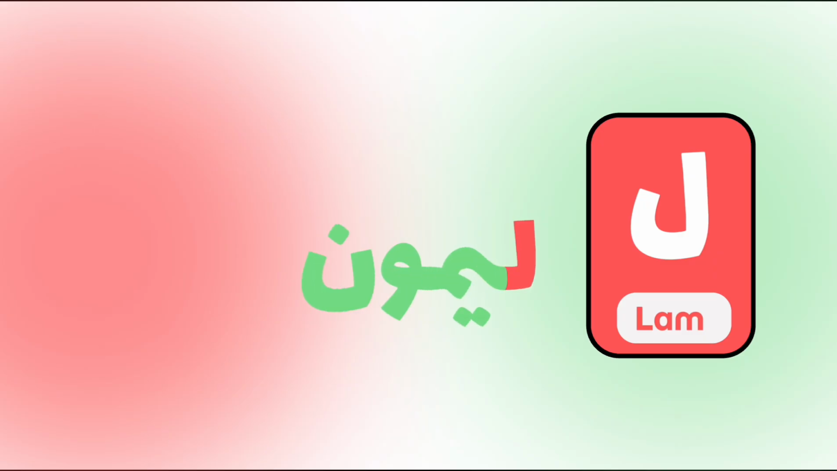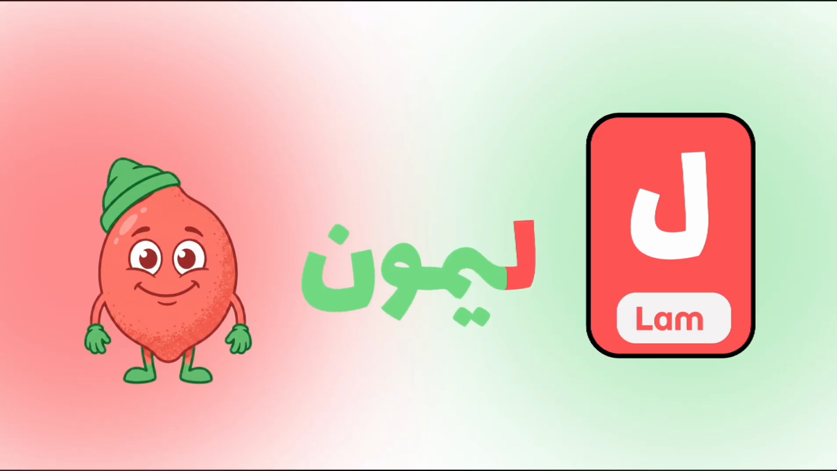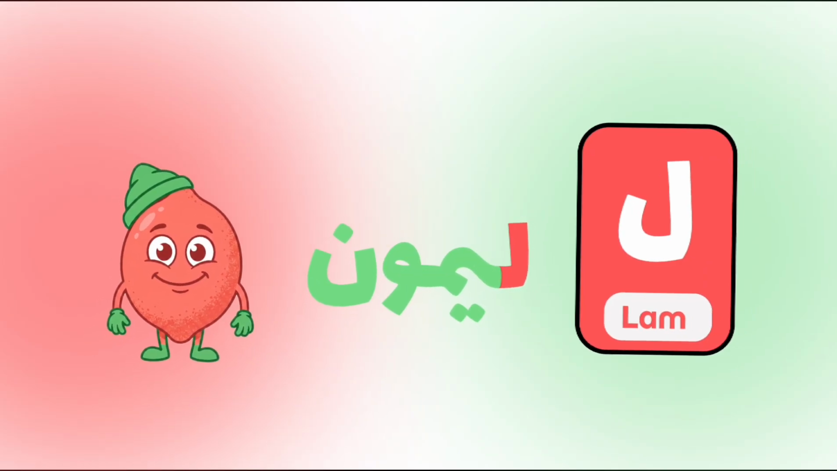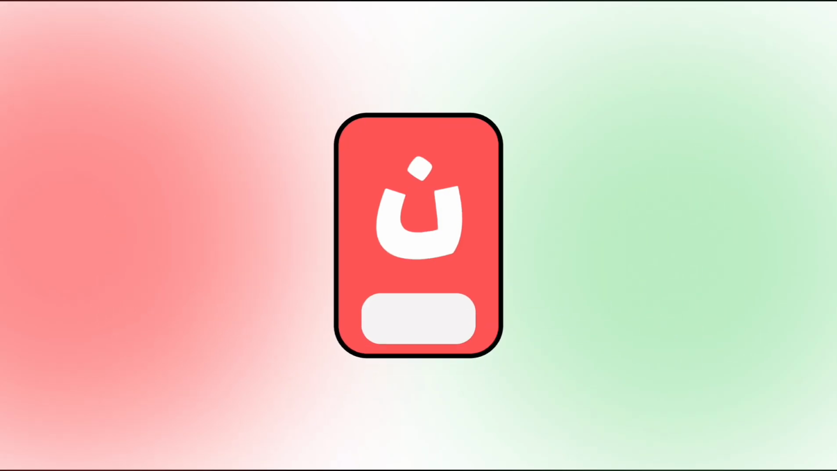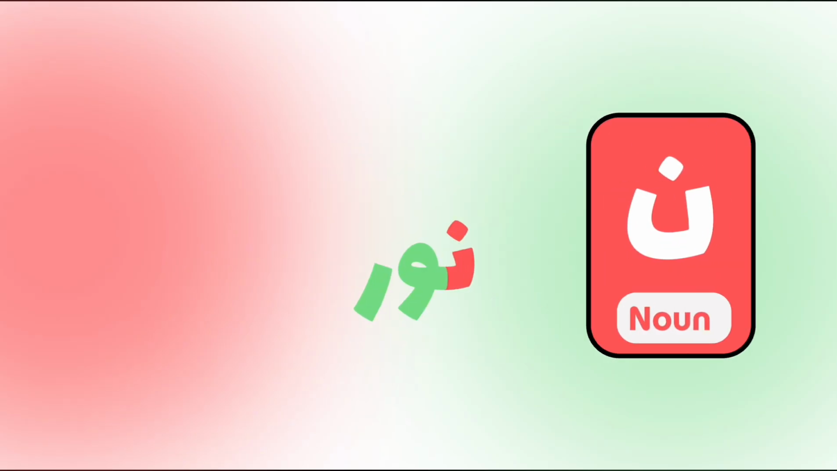لام, makes the L sound, like in ليمون. ليمون, lemon. ميم, makes the M sound, like in مسجد. مسجد, mosque. نون, makes the N sound, like in نور.